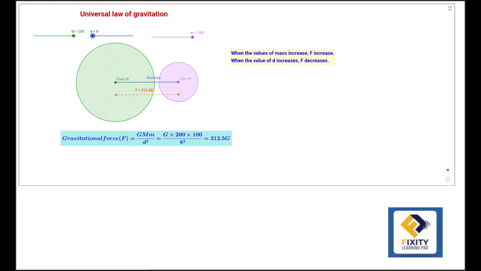When the value of D increases, F decreases, because they are inversely proportional to each other. As you can see here, students, they are inversely proportional. F is equal to capital G multiplication of both the masses divided by D square. Got it? So from this simulation, I hope everyone is clear with the formula of universal law of gravity.